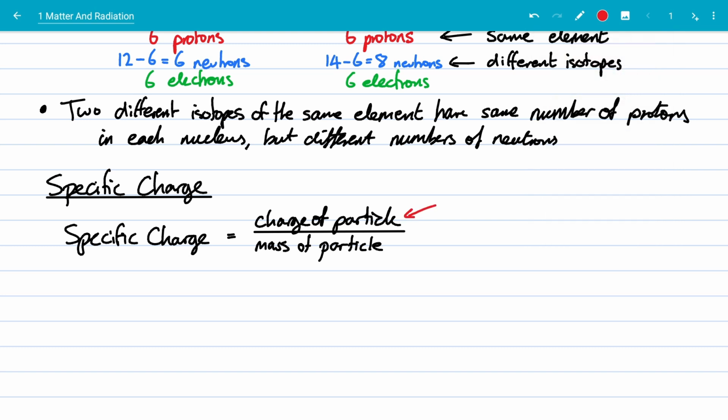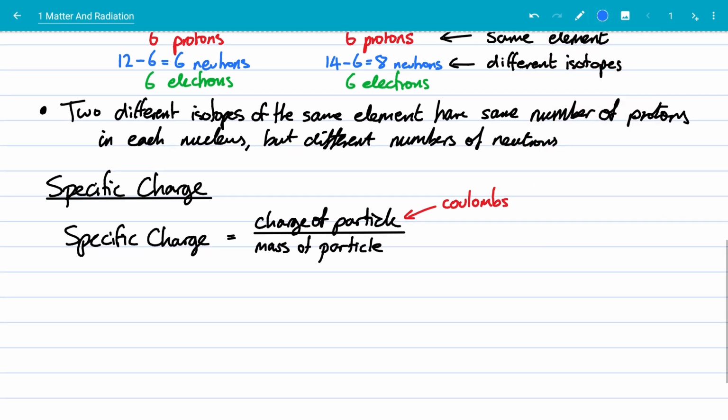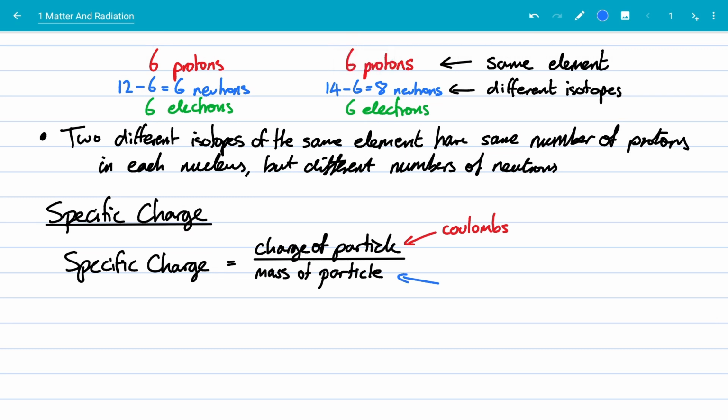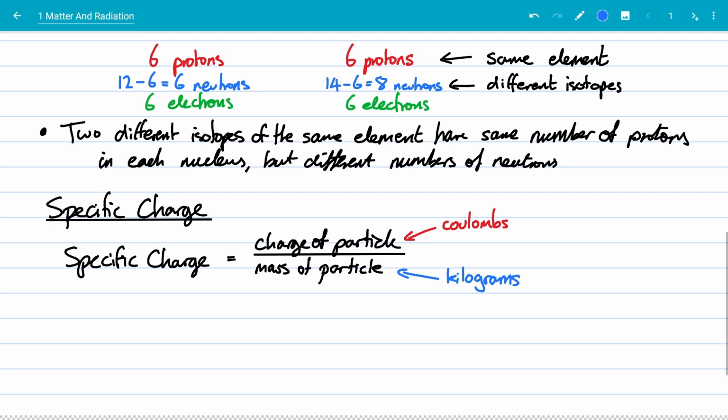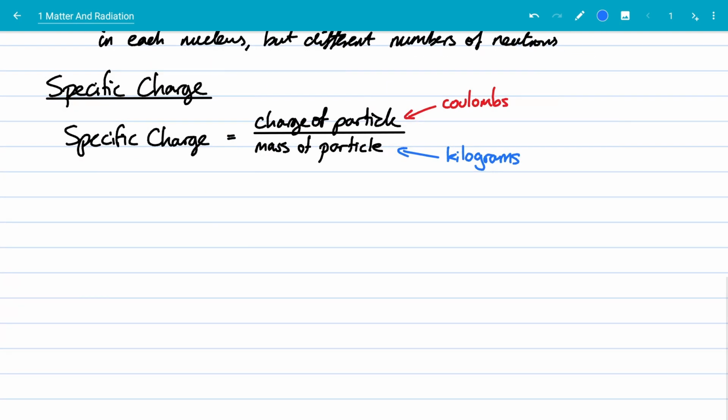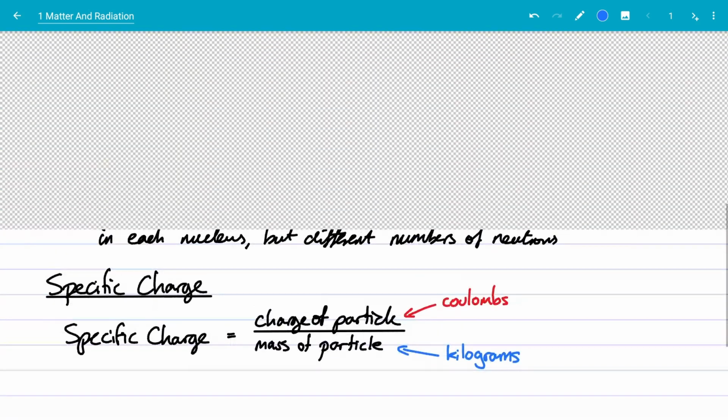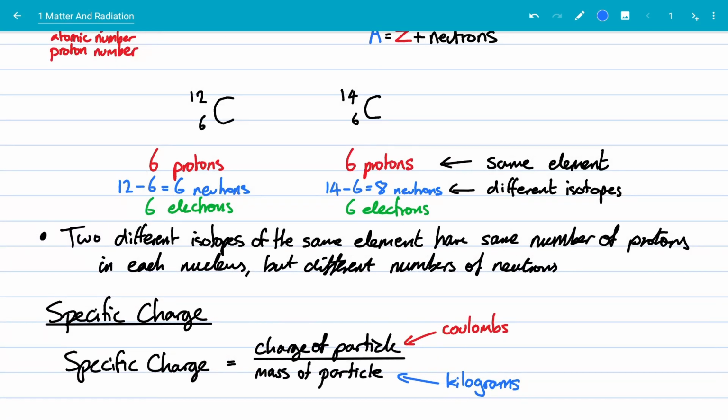This is usually measured in coulombs, the usual unit of charge that is used all the time in even GCSE physics, and this is usually measured in kilograms, just like that. And that's it. We don't have to say anything else about specific charge at this point, just to be able to measure it. And so concludes the first lesson on matter and radiation. Hopefully you found that useful.